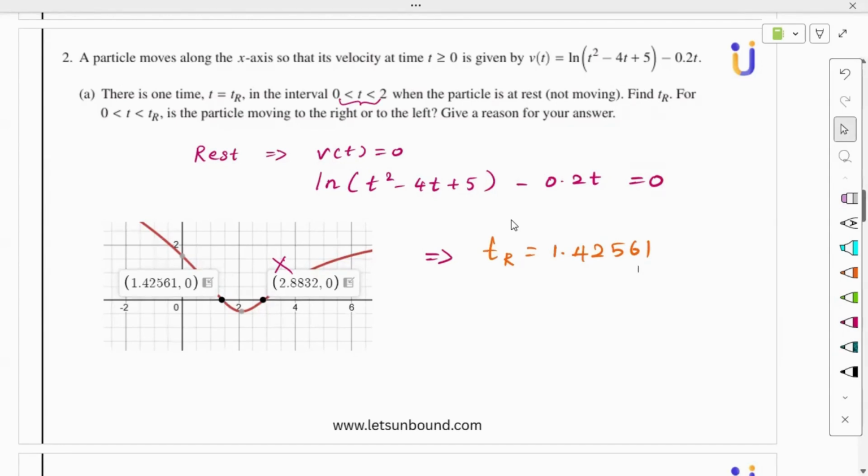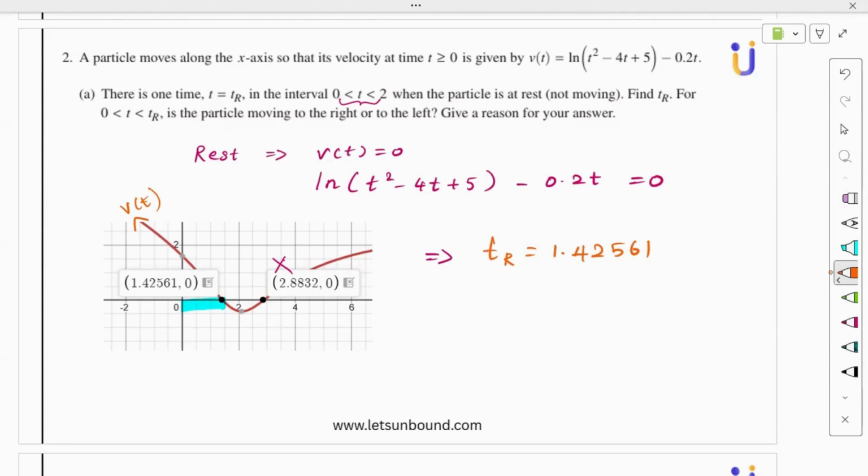So now, the question is not over. Find tr. Okay, we did that. For 0 to tr, is the particle moving to the right or the left? So this is 0 to your tr. In this interval, your particle is moving which side? Right side or left side? Give reason for your answer. Don't confuse with this. This is the velocity function. It tells about velocity, how velocity is moving. But this question is about position. So which side is it moving?